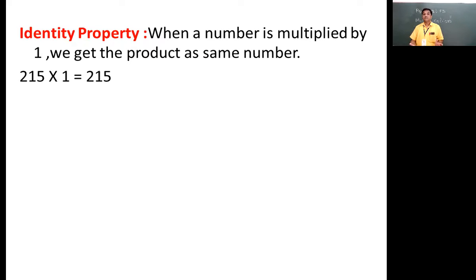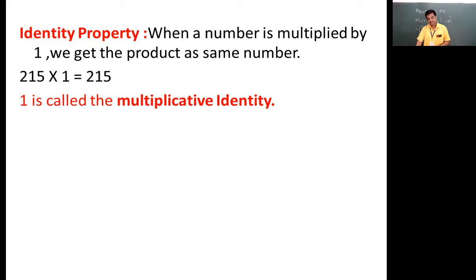Now, here, 1 is known as a multiplicative identity. What does multiplicative identity mean? A multiplicative identity is a number which, when multiplied with a given number, will give the product as the given number. It will not change the number at all. We know that multiplication is repetitive addition. So here, how many times are we going to add the number? 215 will be added 1 time, with nothing. So the product is 215 and 1 is known as the multiplicative identity.